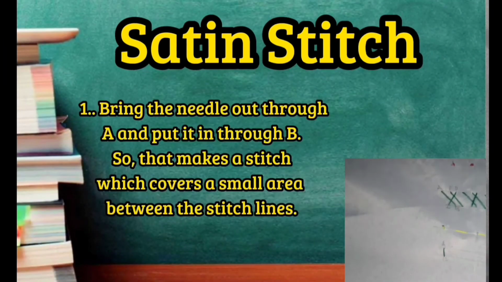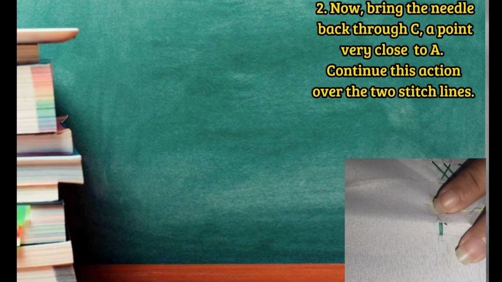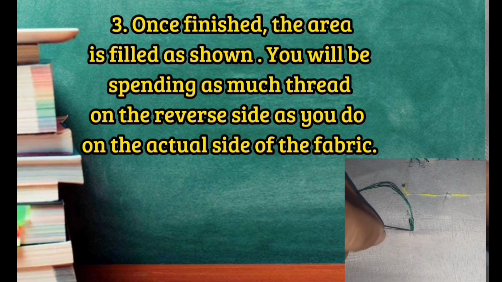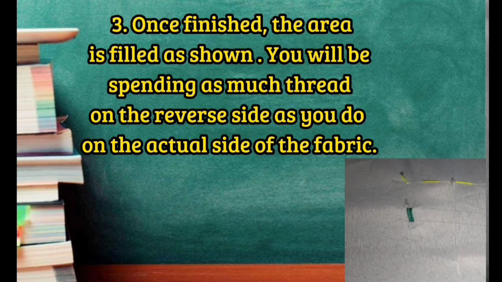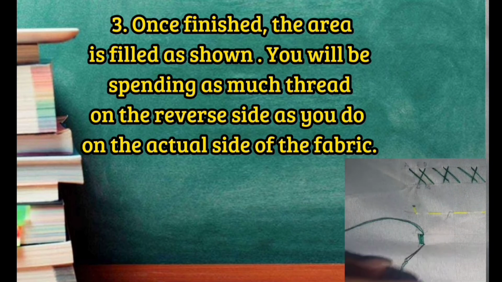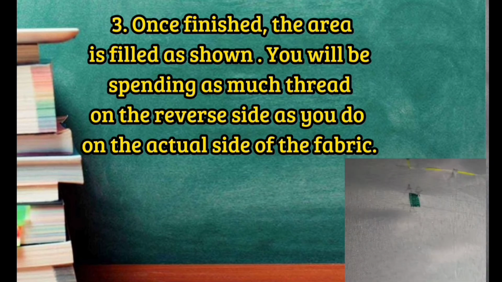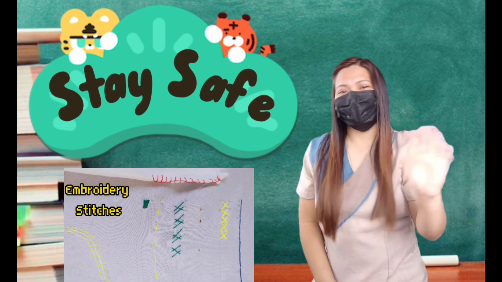Next is the satin stitch. Bring the needle out through A and put it in through B. Continue this action. Once finished, the area is filled as shown. Satin stitch, a solid filling stitch that is used to cover a design area with long, straight stitches worked very close together. That ends our lesson.